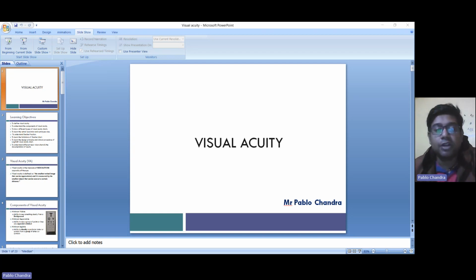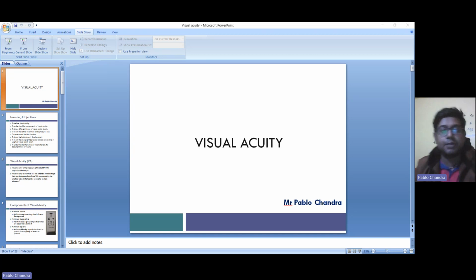Visual acuity is defined as the smallest retinal image that can be appreciated, and it is measured by the smallest object that can be seen at a certain distance. To make it very easy, visual acuity is the smallest retinal image that can be appreciated, meaning the smallest size of the letter which can be seen, and measured by the smallest object that can be seen at a certain distance. This is basically known as visual acuity.